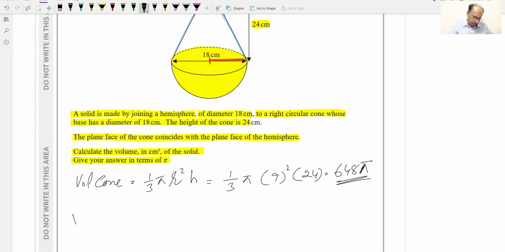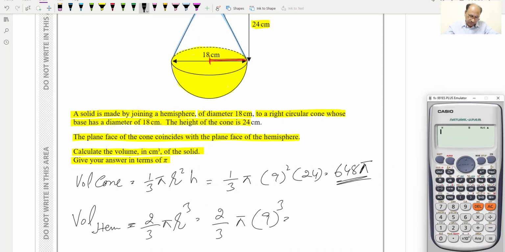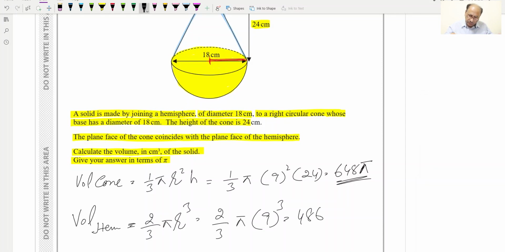Now the volume of hemisphere we will be checking, and the formula for volume of hemisphere is what? 2 by 3 pi r cubed. In this formula we will be replacing 2 by 3 pi as it is, and r is 9, so 9 cubed, and this will be 2 over 3 pi times 9 cubed. I'm not using the calculator, and this will be equal to 486. So we can write 486 pi, and this is basically the volume of the second section.